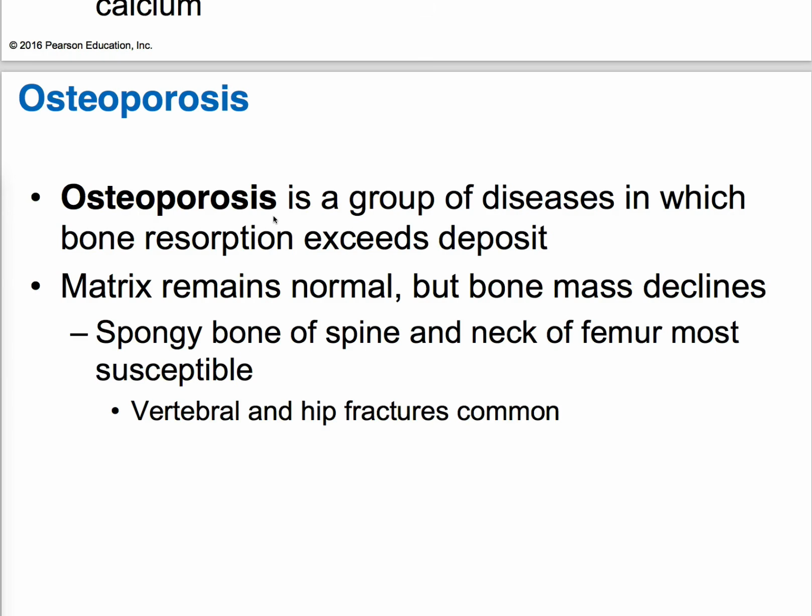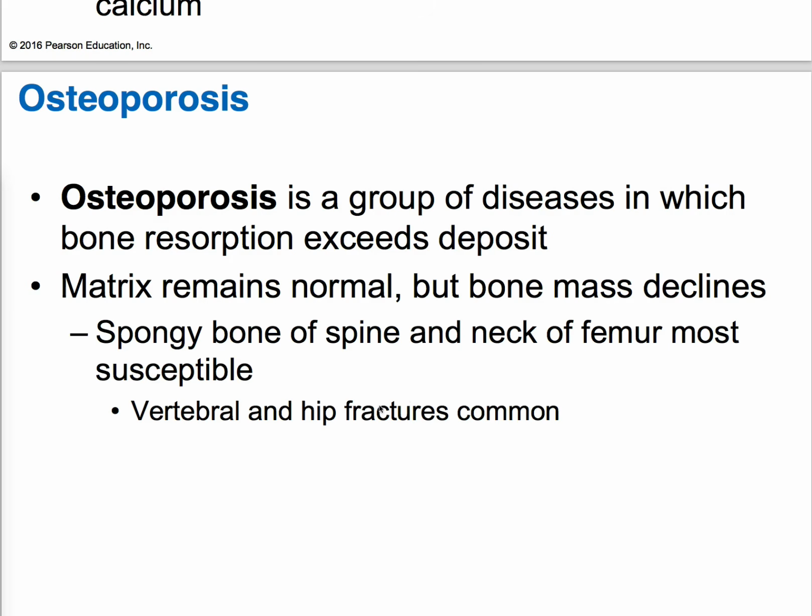Now, when we see osteoporosis, this is a handful of diseases in which bone resorption exceeds bone deposit. So again, you're getting a lot more bone breaking down than bone building. The matrix remains normal, but the bone mass starts to decline. The spongy bone of the spine and the neck of the femur are the most susceptible. So vertebral fractures, because remember, the spine is made up of vertebral bones, so you tend to see this type of fracture within the vertebrae.